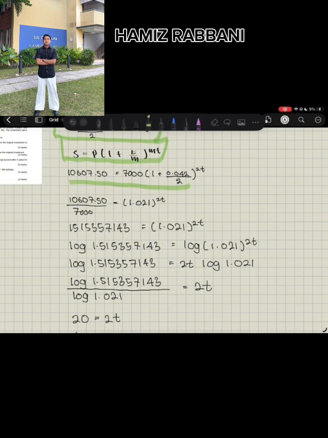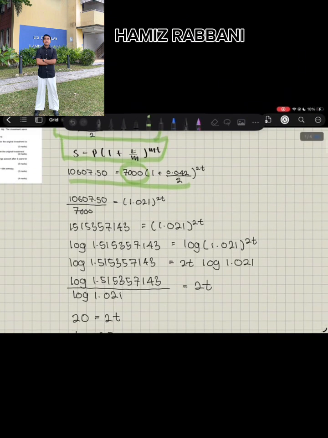After that, I divide both sides by 7,000 to isolate the exponential term. Then I solve it and I got this. To solve for t, I apply log on both sides, and using the log rule, the power 2t is brought to the front.